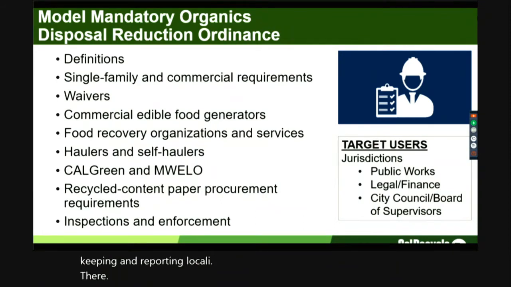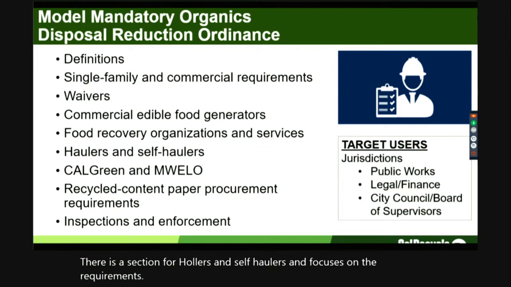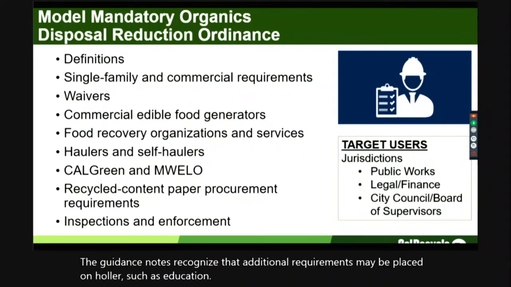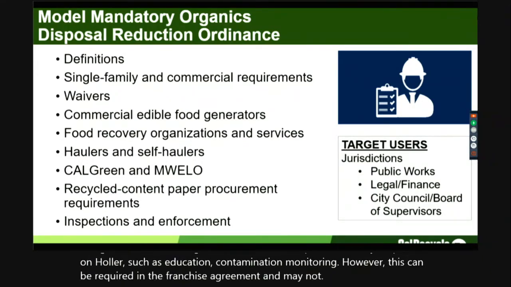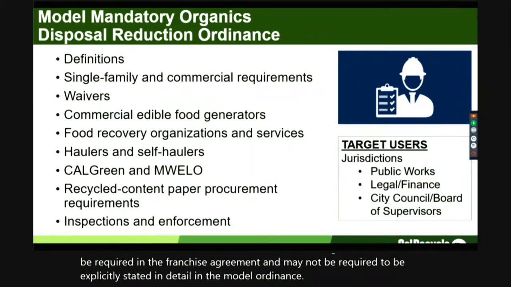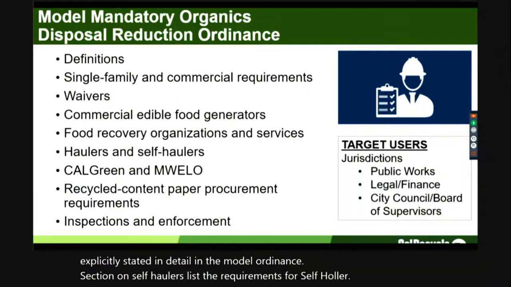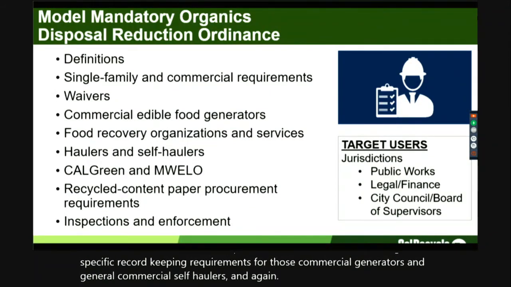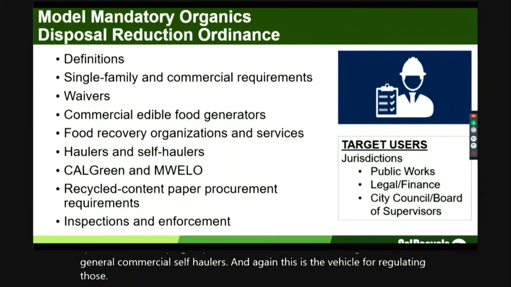There's a section for haulers and self-haulers and focuses on the requirements for oversight of those actors. The guidance notes recognize that additional requirements may be placed on haulers such as education, contamination monitoring. However, this can be required in the franchise agreement and may not be required to be explicitly stated in detail in the model ordinance. Section on self-haulers lists the requirements for self-haulers, including specific record-keeping requirements for those commercial generators and commercial self-haulers. And again, this is the vehicle for regulating those folks, so that's where the specifications need to be.